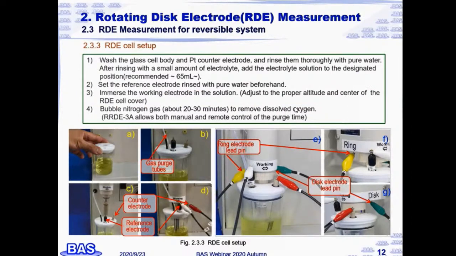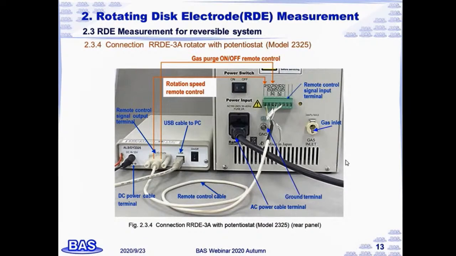RDE cell setup procedures are shown here and in these pictures. The next step is to connect and configure the electrode rotator and potentiostat. Here is the connection on the back panel of the RD3A and the Model 2325 Bi-Potentiostat. On the right side is the RD3A AC cable terminal, power switch, ground terminal, and a gas inlet.